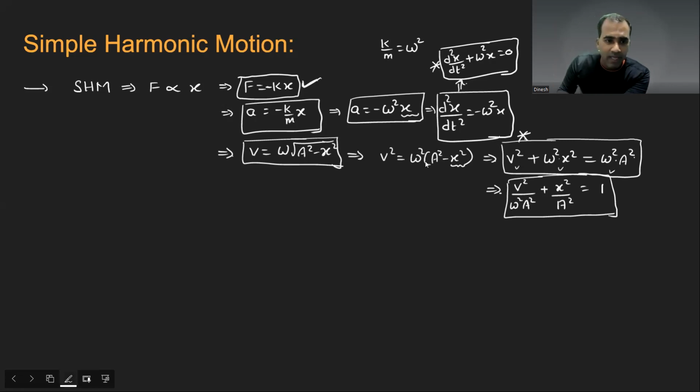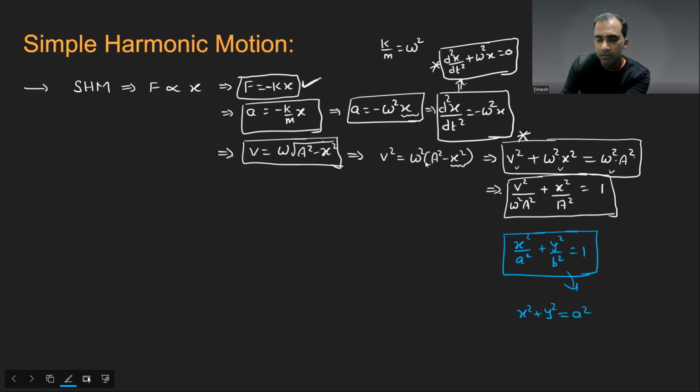Is it not looking like something familiar? Look at this one. x square by a square plus y square by b square is equal to 1. Have you seen this equation anytime?